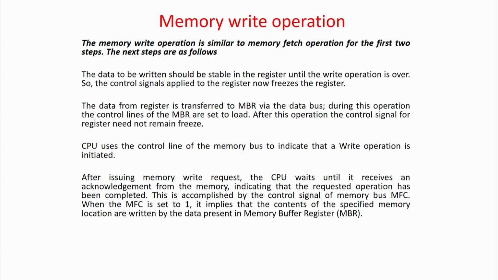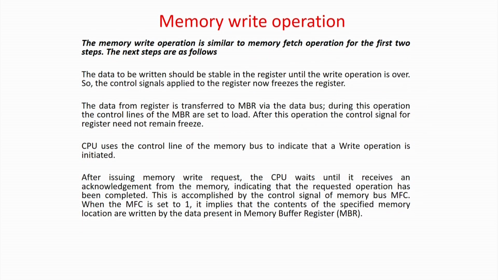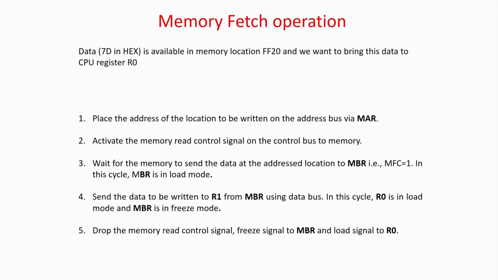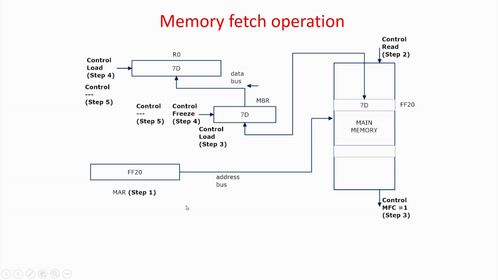Next is basically the memory write, but we will come to it later. First let us see a memory fetch operation in steps as well as in pictorial representation. As I told you, first it is in the memory address register, then read, then you wait till the memory function complete is ready. When it is done, it can be read from the memory buffer register to register 1, accumulator or wherever, and then you can go ahead. I will better take a figure and explain it.